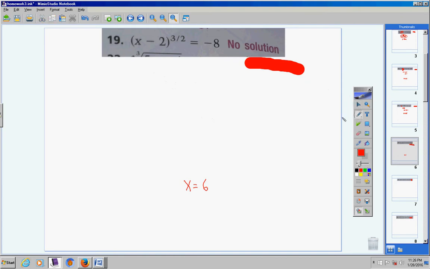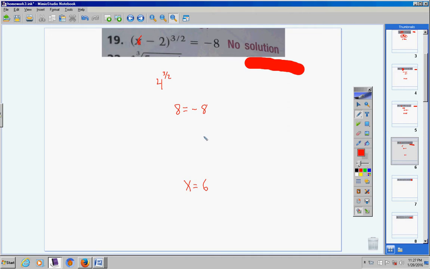Well, let's see why, okay? Put a 6 in for x right here. 6 in for x, we have 6 minus 2 is 4, so I have 4 to the 3/2 power. Go ahead and type that into your calculator, okay? 4 to the 3/2 power. You're going to get 8, not negative 8. So it doesn't check, even though we made no mistakes on our work. Even though we did everything perfectly, it still came out to no solution. That happens sometimes with radical equations.